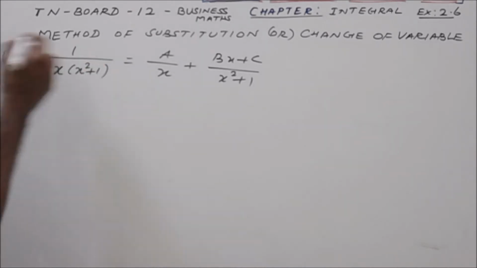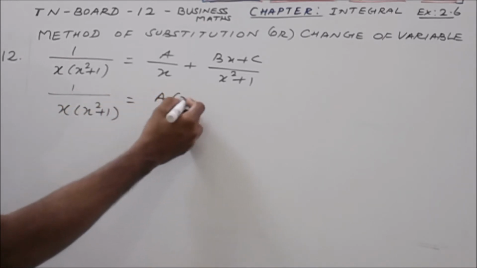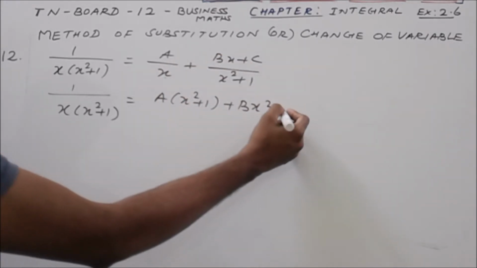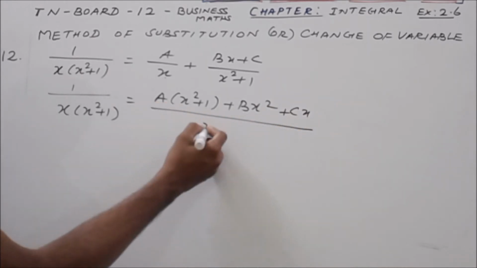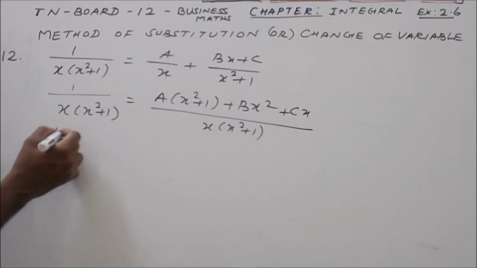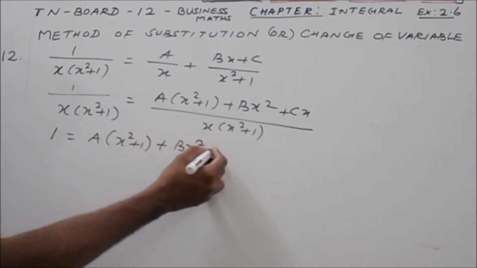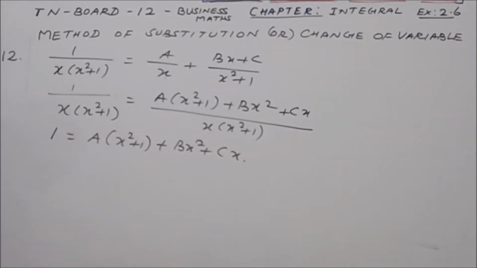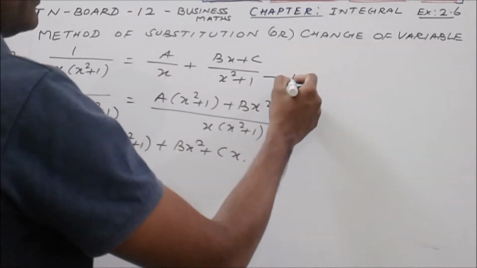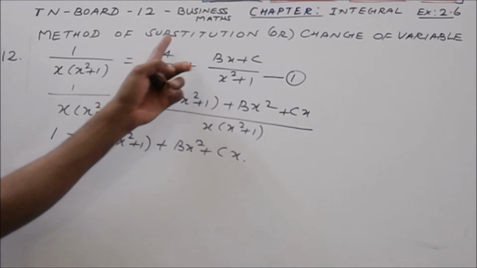Now cross multiplying this, 1 by x into x square plus 1 will be equal to a into x square plus 1 plus bx square plus cx, whole divided by x into x square plus 1. Now omitting the denominator on both sides, we have 1 equal to a into x square plus 1 plus bx square plus cx. We should find the values of a, b and c, then substituting in the first equation we will get the whole fraction split into two or more fractions. For that we need the values of a, b, c.